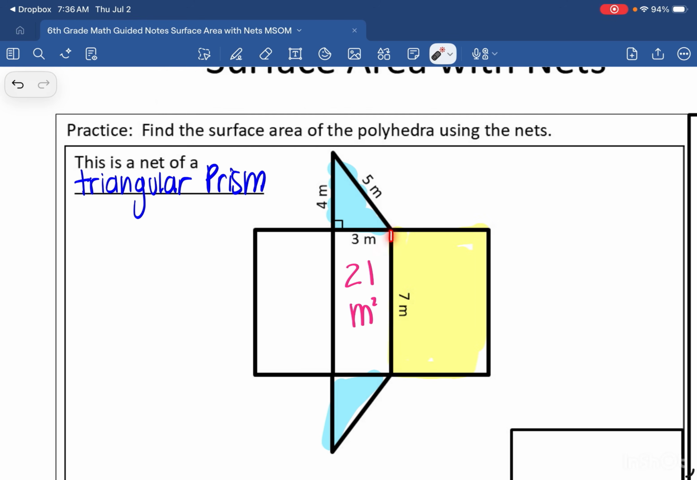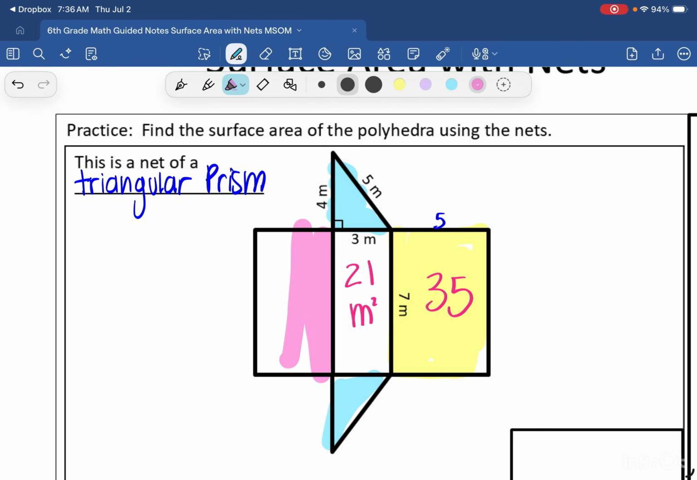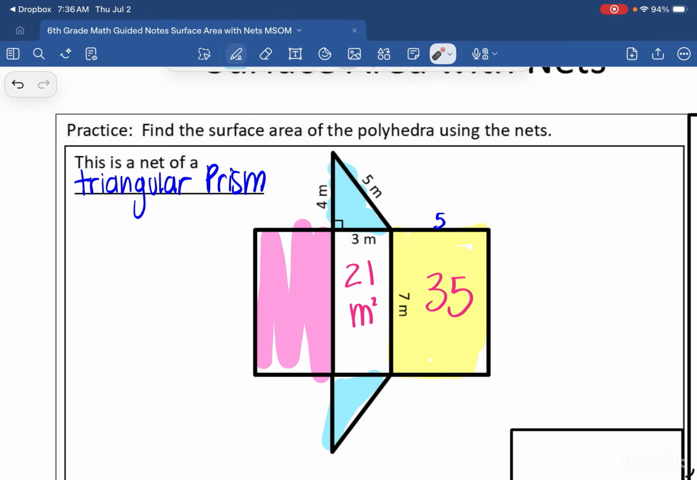I know the length is 7. The width, I have to think. If I fold that up, that is going to match with this line right here. So the width of that rectangle is 5. 7 times 5 is 35. Now looking at this rectangle here on the left, again, I know the length is 7. It doesn't tell me the width, but if I fold it up, that's going to match with this length right here. So that's going to be 4. Therefore, 7 times 4 is 28.